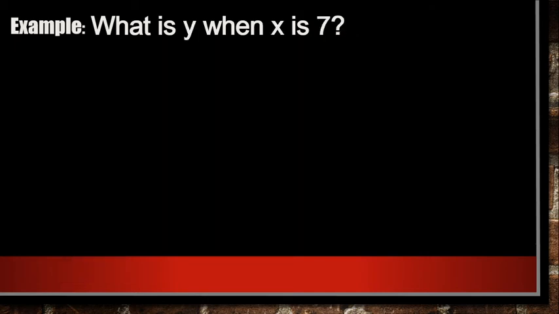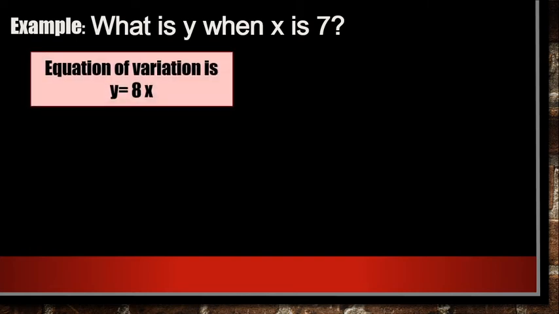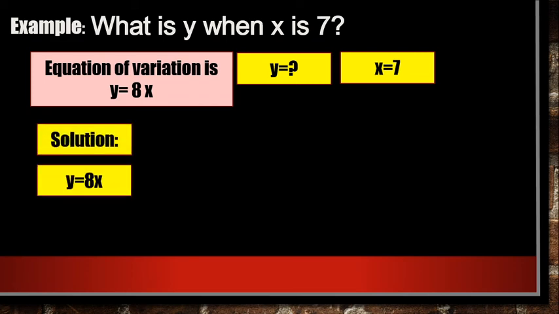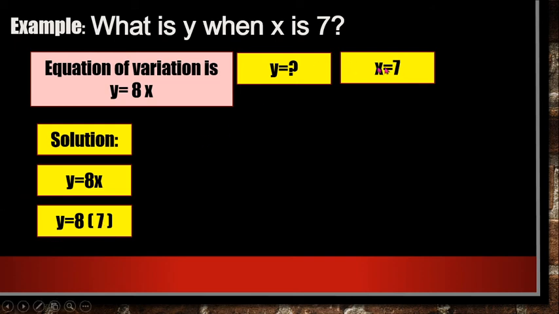Another, what is y when x is 7? Since the equation of variation is y is equal to 8x, and we're looking for y with a given x, which is 7, for our solution, let's use the equation of variation, which is y is equal to 8x. Substitute the value of x, which is 7. So 7 times 8. 8 here is the constant of variation. 8 times 7, the answer is 56. Therefore, y is 56.